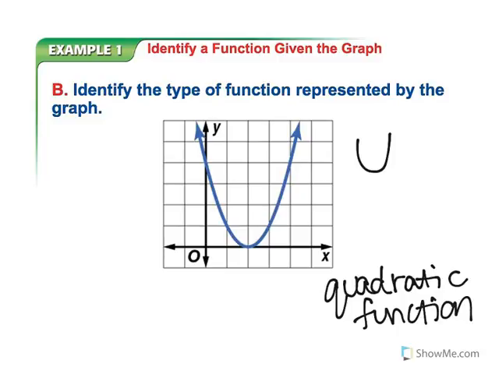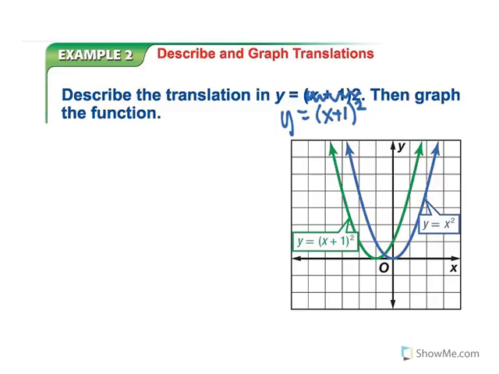Now you're going to try two examples back to back. Example number 2, describe the translation in y equals (x plus 1) squared, then graph the function. Here we are already given the function. First thing you want to do is remember the parent graph. If you don't have the parent graph, you need to graph it. So we know that this is a U-shape, and quadratics have an exponent of 2. If we graph the parent function here in blue, and then we graph our new function, you can see that we moved to the left 1.